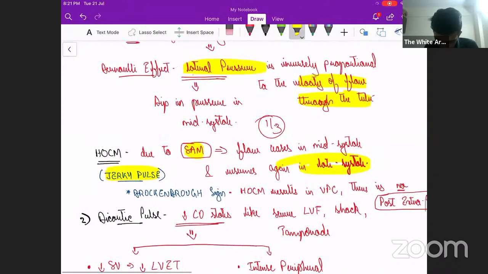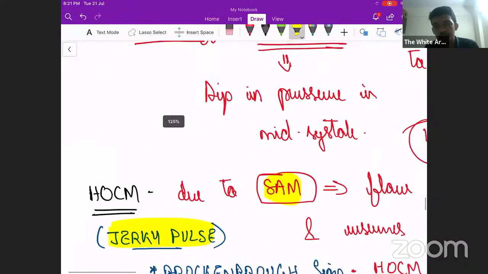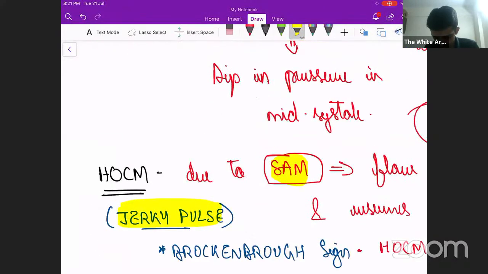Anyone know what this sign is? Brockenbrough sign. What is this? If you guys do very well in your viva, they might ask this. Does anyone know what this Brockenbrough sign is? It is seen in HOCM, I put it under HOCM only. That's why. Now, why does this happen?